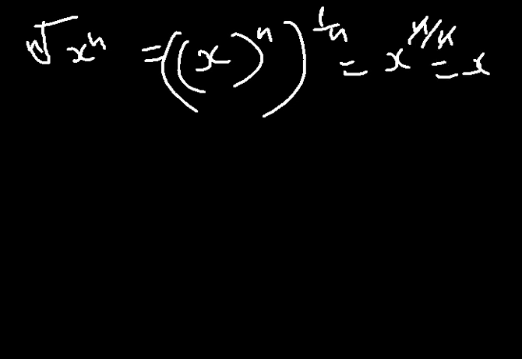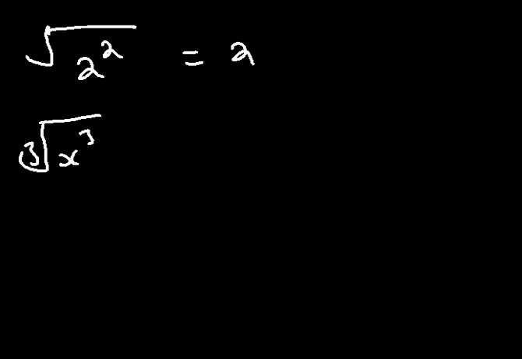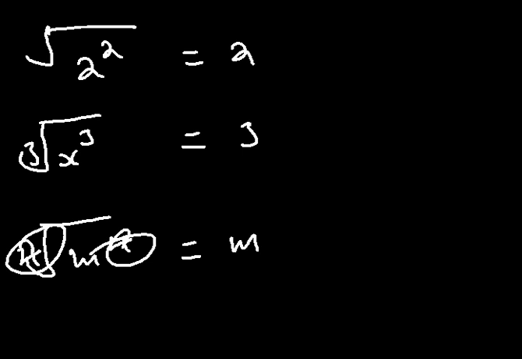That's the principle behind it. For example, if we have the square root of 2 to the power 2, this is the same as 2. The cube root of x to the power 3 is the same as x. The fourth root of m to the power 4 is the same as m, since the power and the root are the same. That's the principle behind that property.